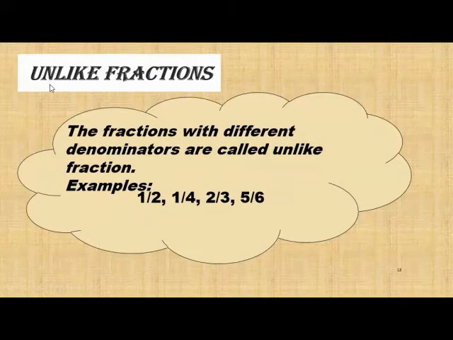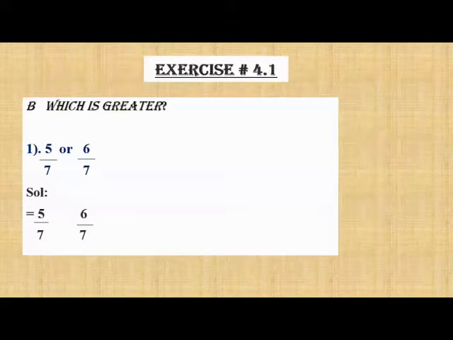Now move to the last type, which is unlike fraction. The fractions with different denominators are called unlike fractions. 1 upon 2, 1 upon 4, 2 upon 3 and 5 upon 6. As you can see, in these fractions the denominators are different, which means these fractions are known as unlike fractions. So these are the types of fractions. I hope you all understand properly.